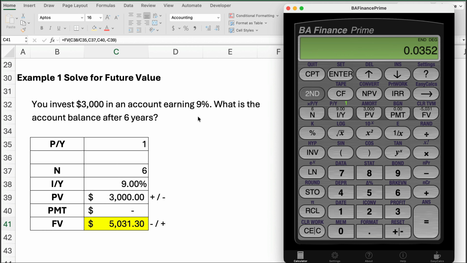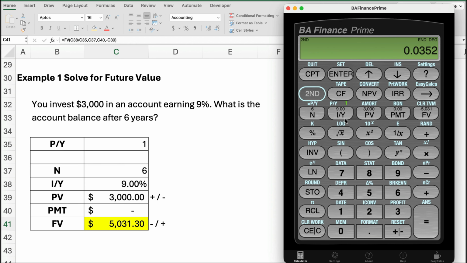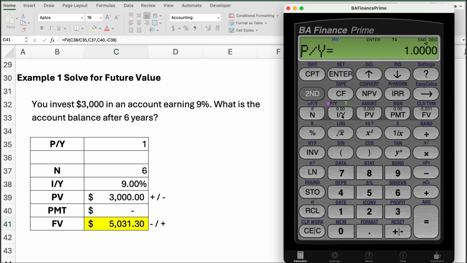All right, so the first thing we want to do is set it for periods per year. So second function, and then above the interest rate is periods per year. Now this is already set for 1, but it could have been set for 12. And if it's set at 12 for a monthly problem, then we need to just put 1 and then enter at the very top, and then clear out of that. We have it set for 1 period per year.